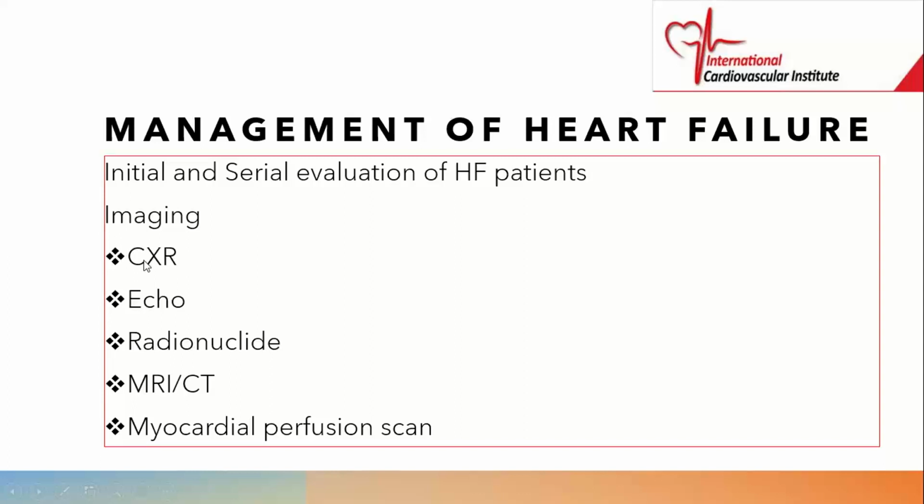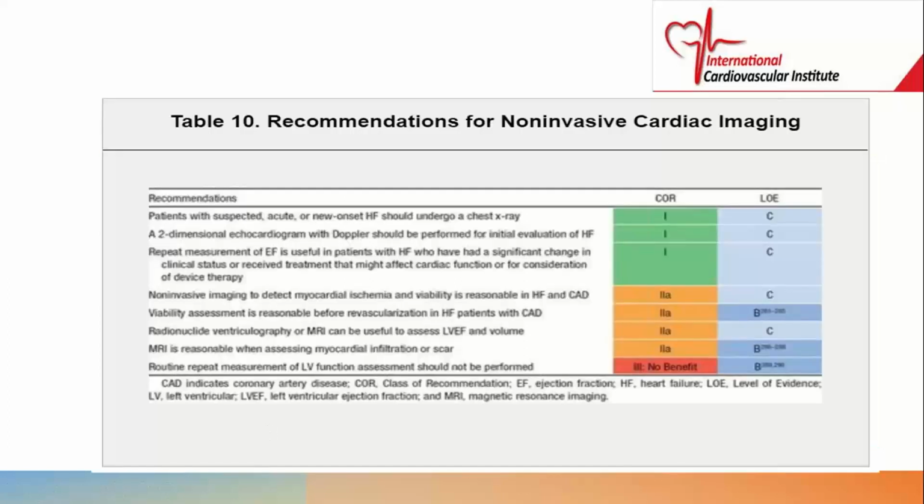All patients with first-time heart failure should get a chest X-ray. All patients with first-time heart failure should get an echo. You can do radionuclide studies. You can do MRI or CT, or you may want to do a myocardial perfusion scan. But your chest X-ray is a class 1 indication. Patients with heart failure are supposed to get a chest X-ray.